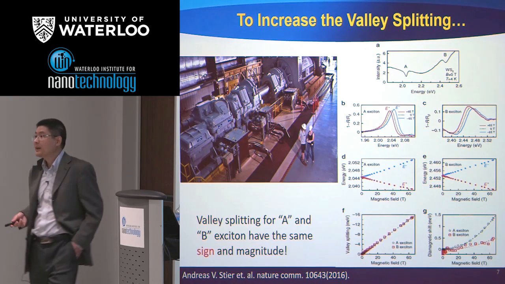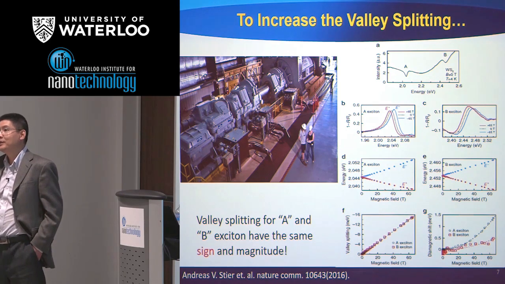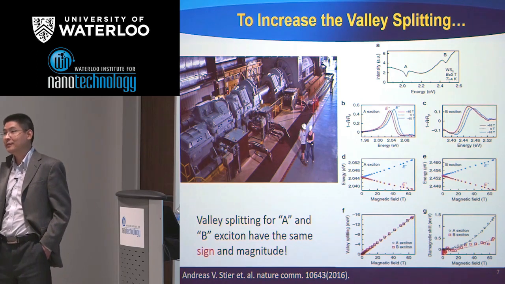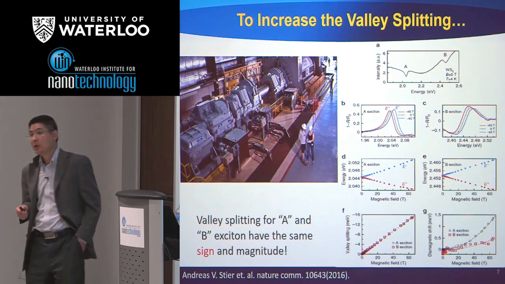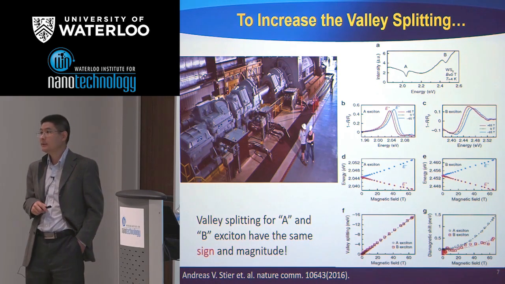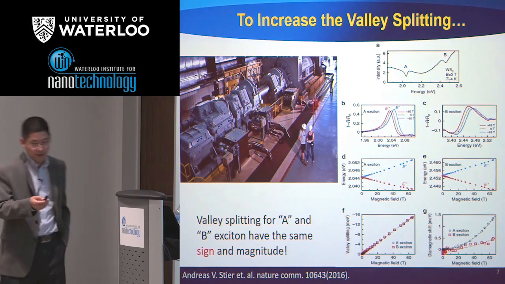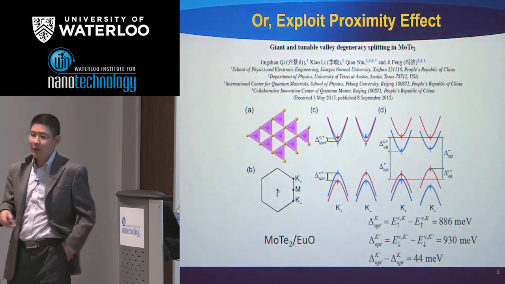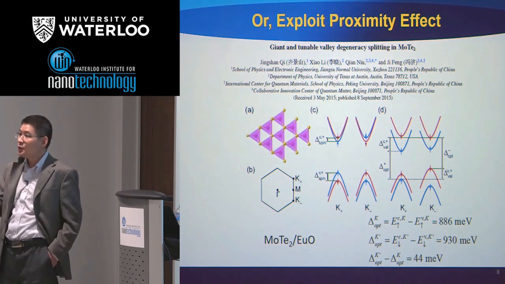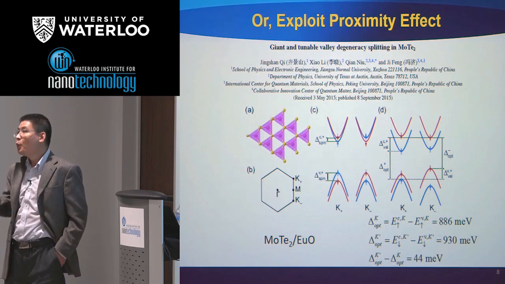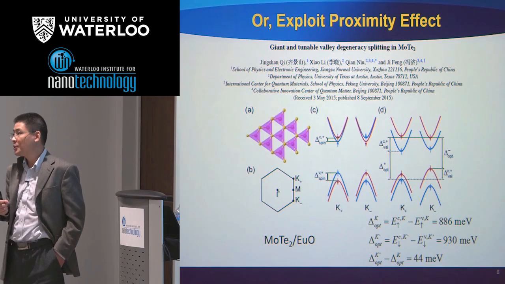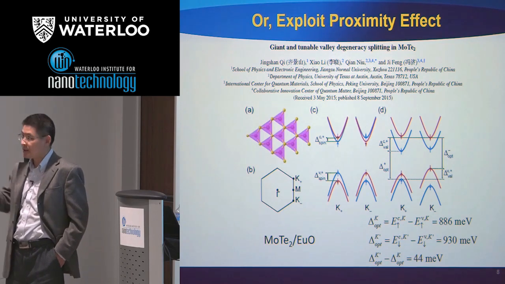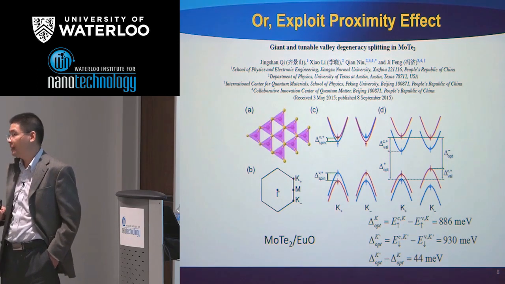Of course, not everybody can afford a 60 Tesla magnetic field, and that also is not compatible with device integration. You need to find other ways to enhance this valley splitting. As people with a background in magnetism, what we thought of was to replace this external magnetic field with an internal magnetic field, using the exchange effect from a magnetic substrate. That's the proximity effect I mentioned in the beginning.